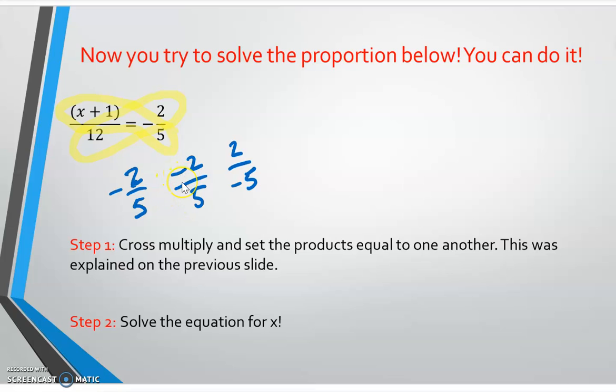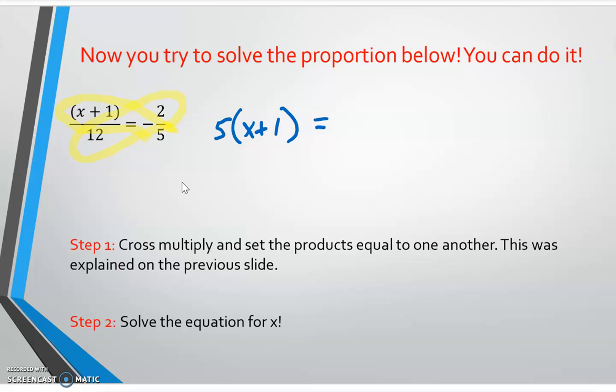Okay, it makes more sense that way to me. All right, so let's go ahead and multiply here and let's see what we get. So 5 again is multiplying x plus 1. And that's going to be equal to the other cross product, which is, what did we say, -2 times 12, right? So let's clean this up a little bit.